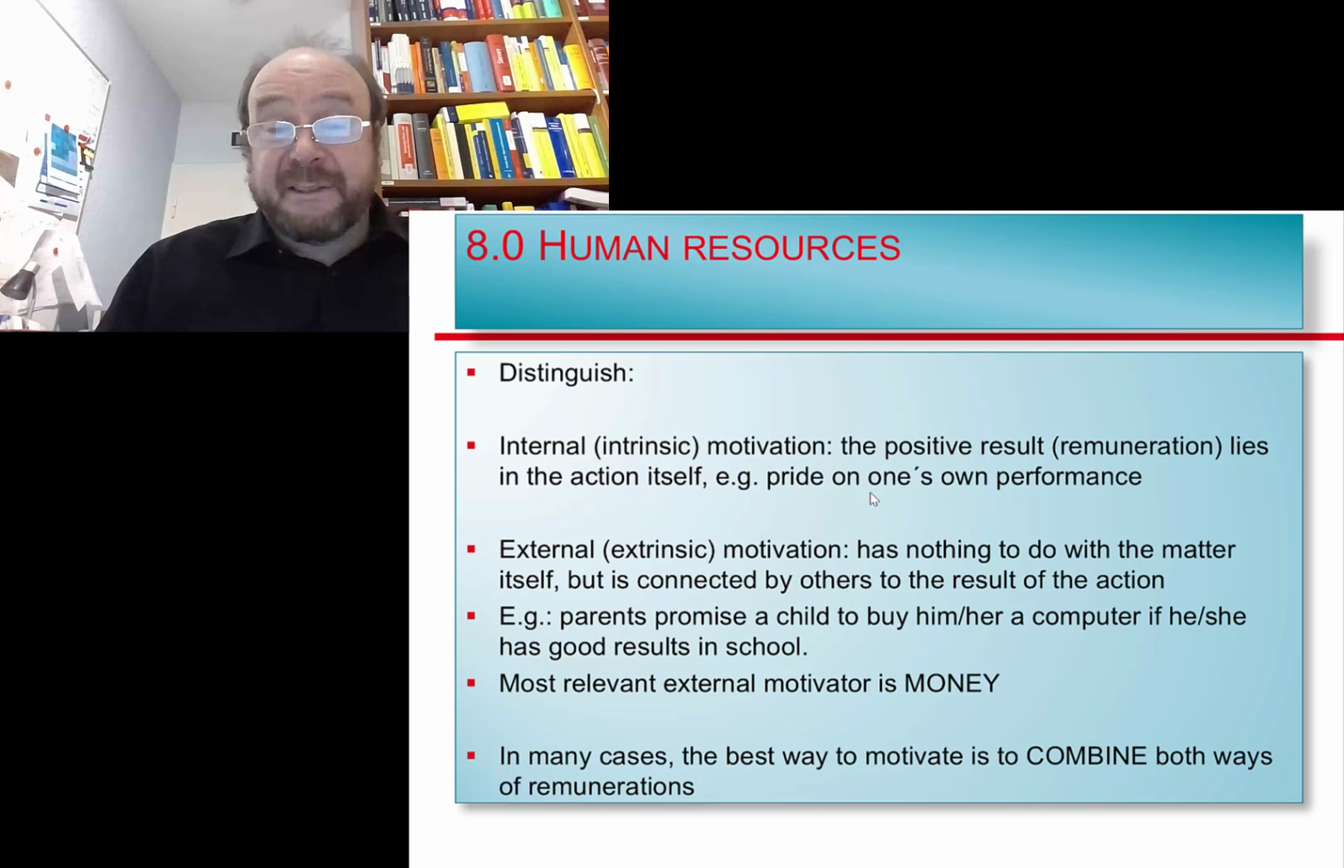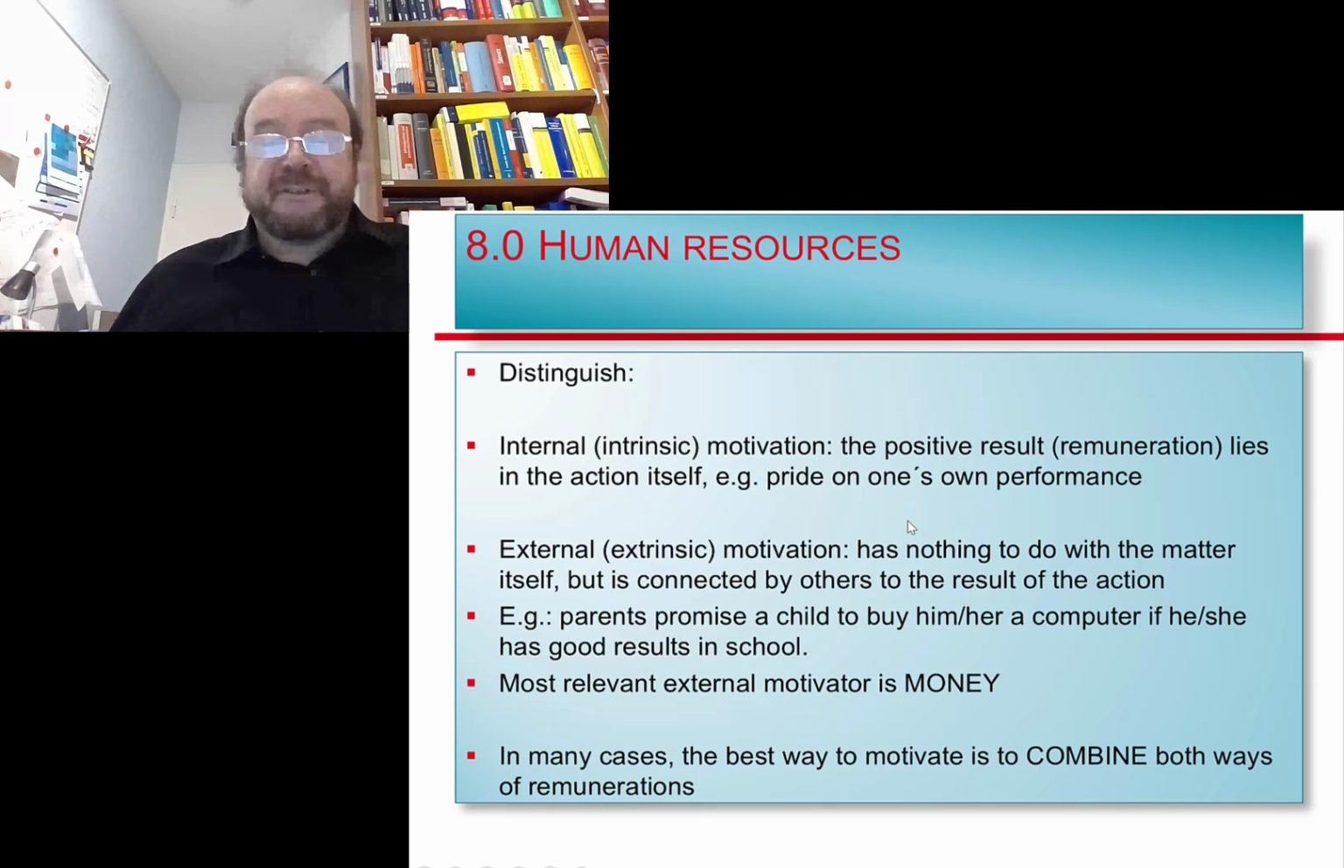The extrinsic motivation has nothing to do with the matter as such, but is just connected by others to the result of the action. For example, if you do some things well, then you get paid. Or your parents see that's motivate the child a bit to learn hard for the exams, or better than learning hard is learning well. So parents say, we buy you a new computer or we buy you a car if you have excellent grades. That would be an external motivation, because then the satisfaction, or the thing which you aim at, is not the thing itself, not the learning, not the knowledge, but then it's the external reward which you get from your parents.